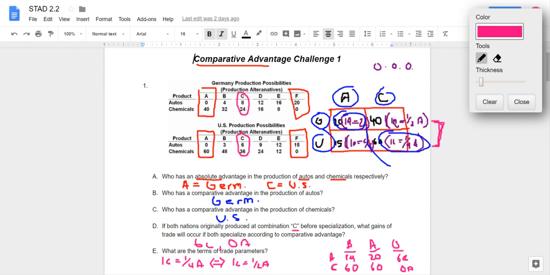There you have it. One chemical equals 1/4 of an auto, or one chemical equals 1/2 of an auto. If it falls somewhere in between there, the answer is yes, we will do that trade. If it falls outside of those parameters, if they ask for one auto for one chemical, for example, then the answer is no. And there you have it. That's the first question for comparative advantage challenge number 1.